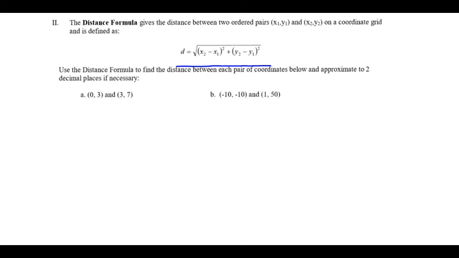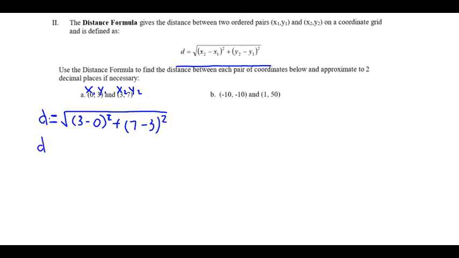So let's find the distance between (0, 3) and (3, 7). And I'm just going to label them. It doesn't matter which one you call x1 and y1, as long as x1 and y1 are together and x2 and y2 are together. So I'll plug them in to d equals, and we will do 3 minus 0 squared plus 7 minus 3 squared.